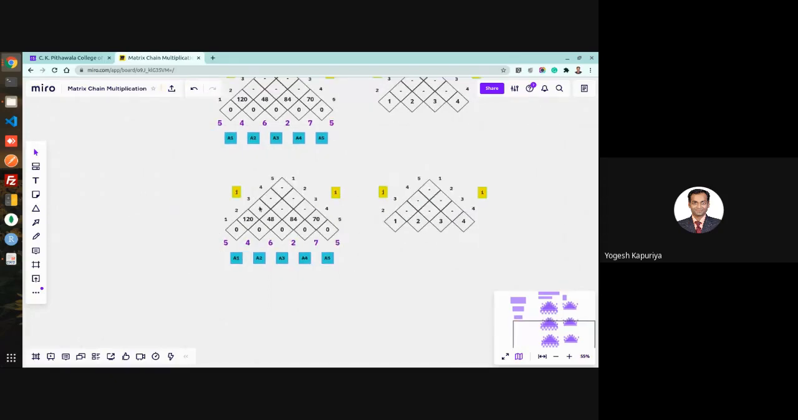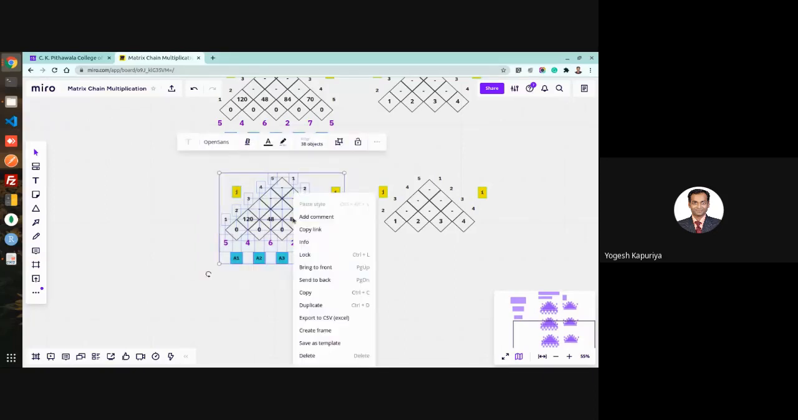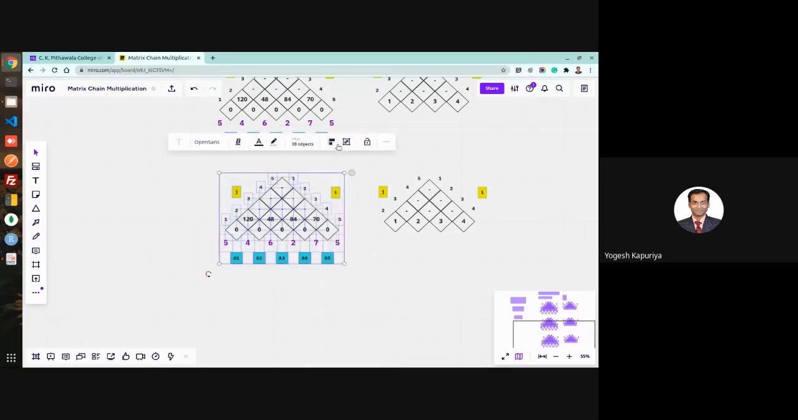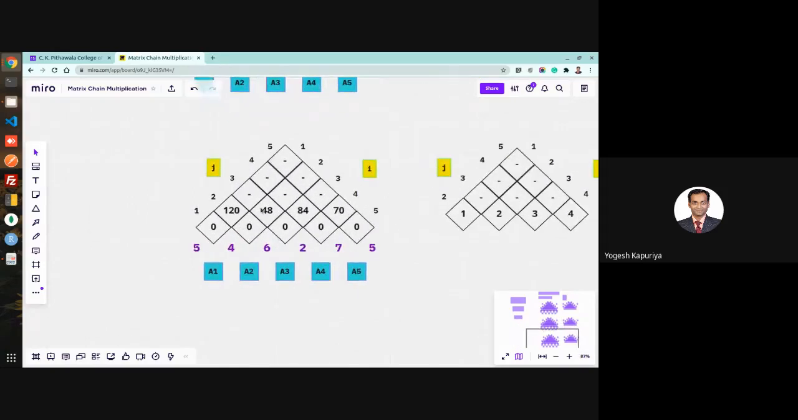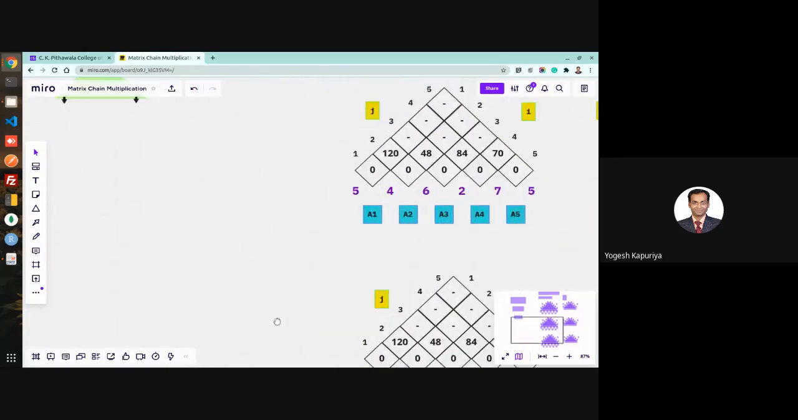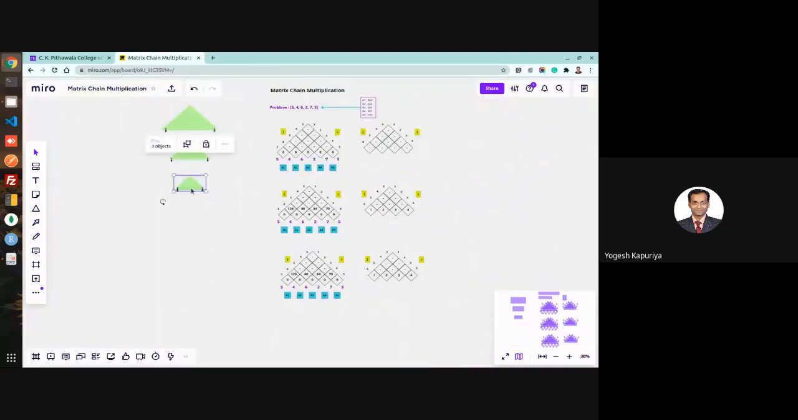So now you are interested in putting the value of this cell. So you are interested in putting the value in this cell. That means you are interested in computing the value of A1 into A2 into A3. So you are multiplying three matrices now. So when you are multiplying three matrices, you have two options.